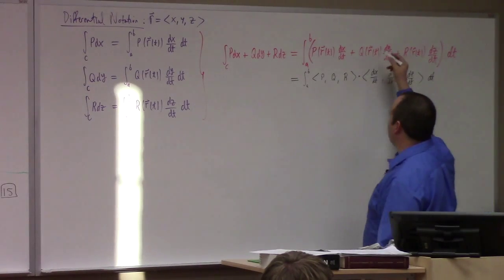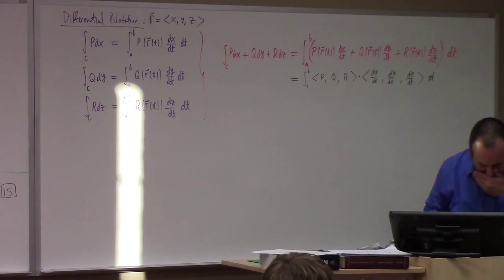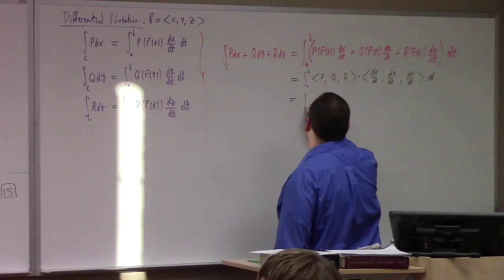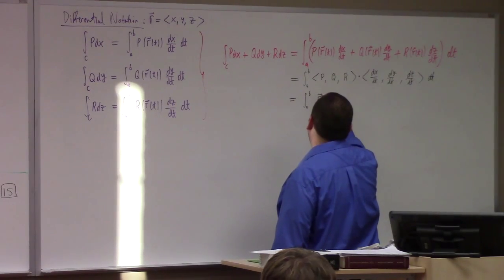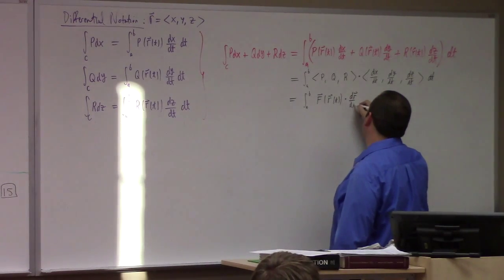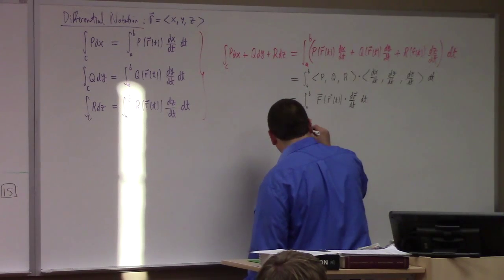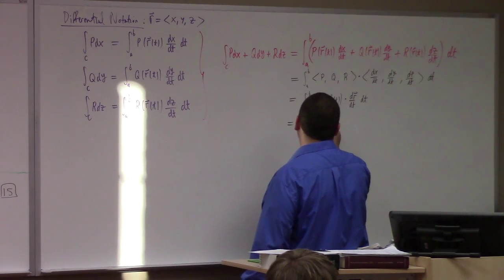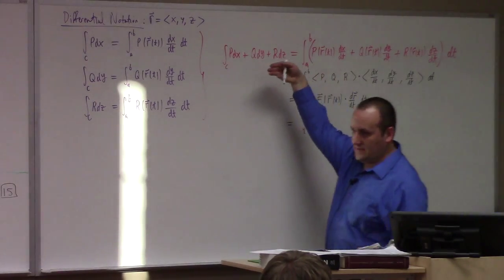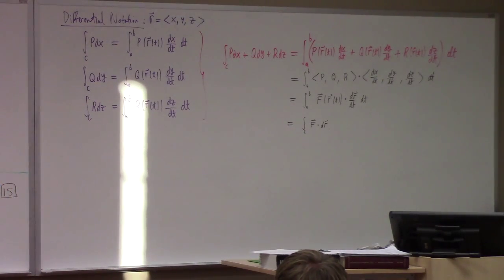Now, I'm just omitting the r of t dependence here. Excuse me, I hope you can forgive me. Thank you. And so what do you have? You have the integral from a to b of f of r of t dot r prime dt, which is the line integral. So you can use differential notation to calculate the line integral because this is an identity.